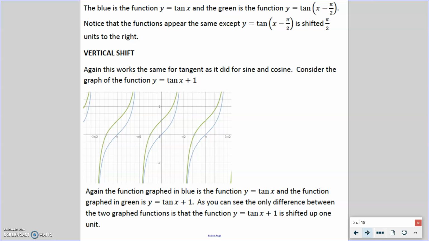Same idea. If you put a +1 on tangent, all it does is shift everything up 1. It's kind of the same idea. The thing with tangent, though, is you only really have 1 point to shift up. So you just know, okay, if it was right here and I'm going up 1, it's the same exact graph, just up a little bit. Okay, so that's the level of accuracy I'm looking for. You don't need to do anything too crazy.